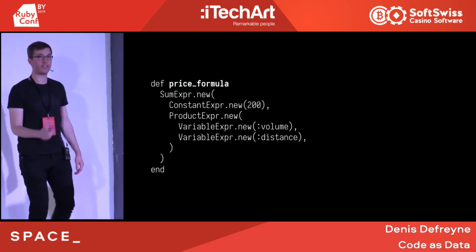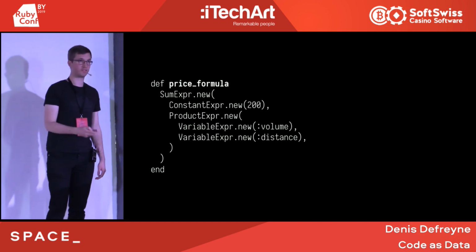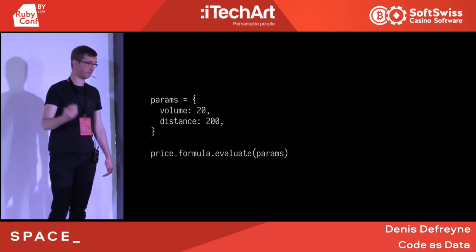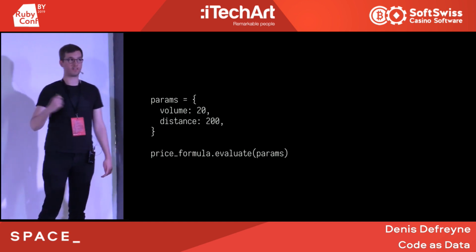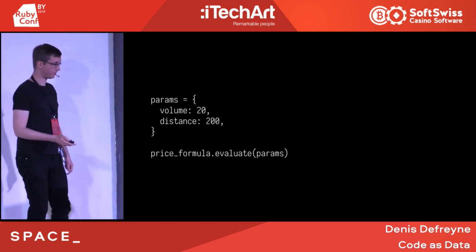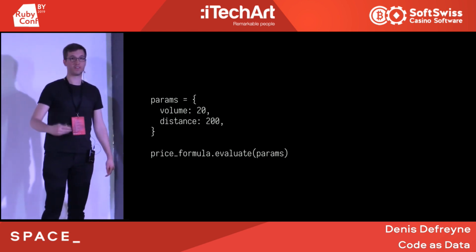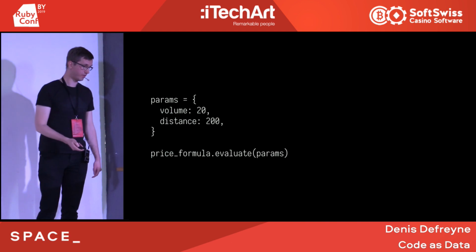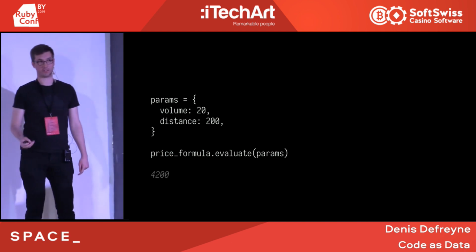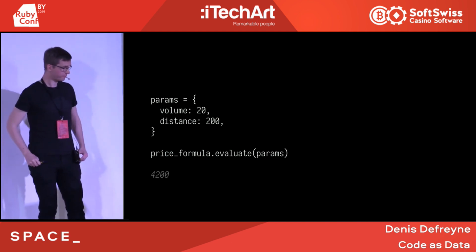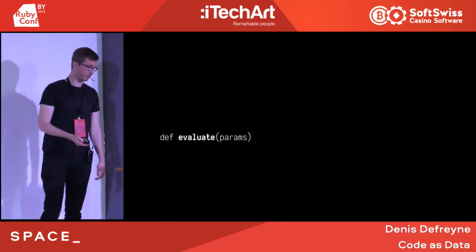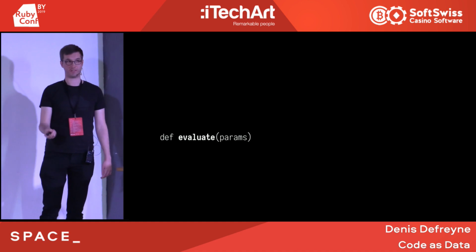So we'll still need a way to evaluate this formula given some parameters. So if I have a hash of parameters, volume is 20 cubic meters, my distance is 200 kilometers, and I pass those parameters to an evaluate method on that formula, then I expect to get 4,200 out of it. So for each expression type, we will need to implement the evaluate method.